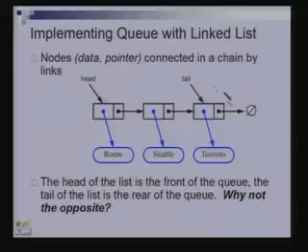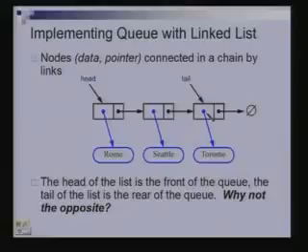Now, if I am going to use a linked list to implement a queue, then the question is whether this should be the front of my queue or this should be the front of my queue. Which should be the front of my queue? The head of the list has to be the front of the queue. The tail of this list cannot be the front of the queue.